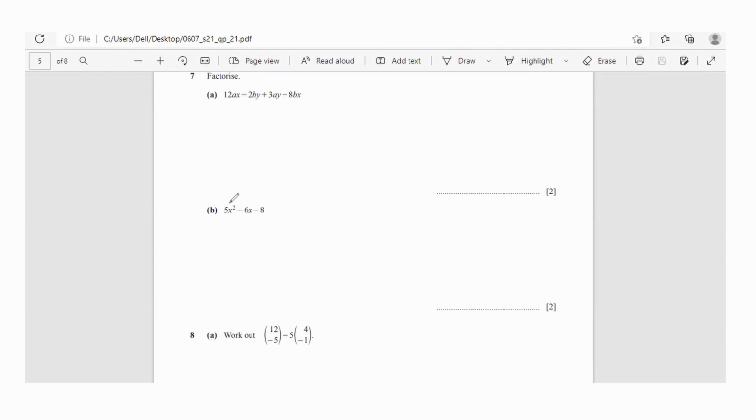We multiply 5 by minus 8. Excellent. When we multiply 5 by minus 8, what do we get? Minus 40. And now we are going to find a pair of factors where, when you multiply, you need to get minus 40, and when you add them, you need to get minus 6. Yes, good.